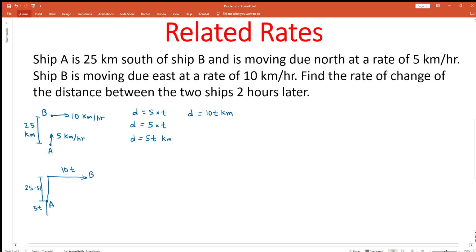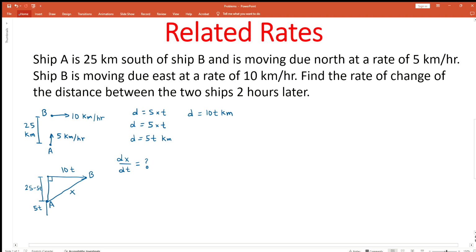The distance between the two ships is represented by this side of the triangle. This is a right angle triangle because north and east directions are perpendicular to each other. So the length of the hypotenuse in this triangle represents the distance between the two ships at time T hours from the starting time. Let's assume the distance between points A and B in this triangle is x. In this problem, we have to find dx over dt. For that, we need to write an equation for x and t.